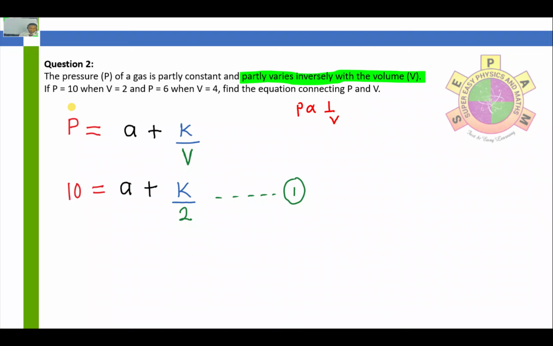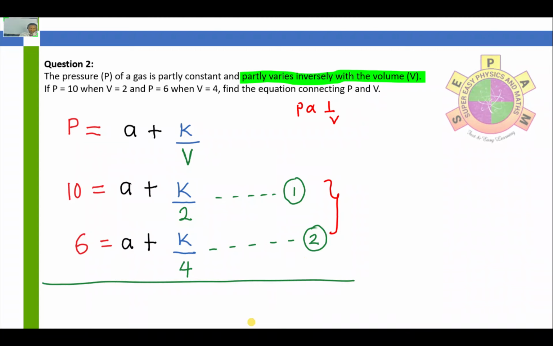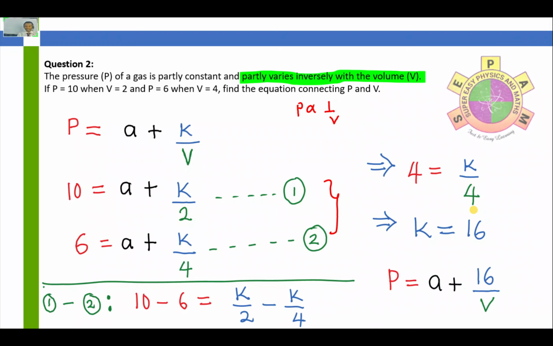So substituting the parameters that we have, P is 10 when V is 2, so substitute into this equation, then get equation 2 by using the second part of the information given. Then we have equation 1 and 2. So let's solve these two equations simultaneously. So subtracting equation 2 from 1, we have 4 is equal to k over 4. So k over 2 minus k over 4, that is what? Take away a quarter from half. That will give you a quarter. So k is equal to 16.